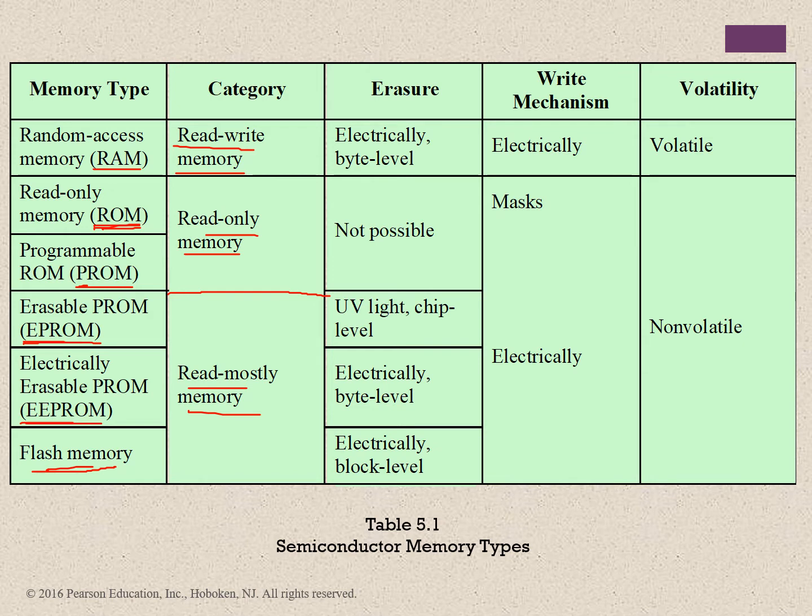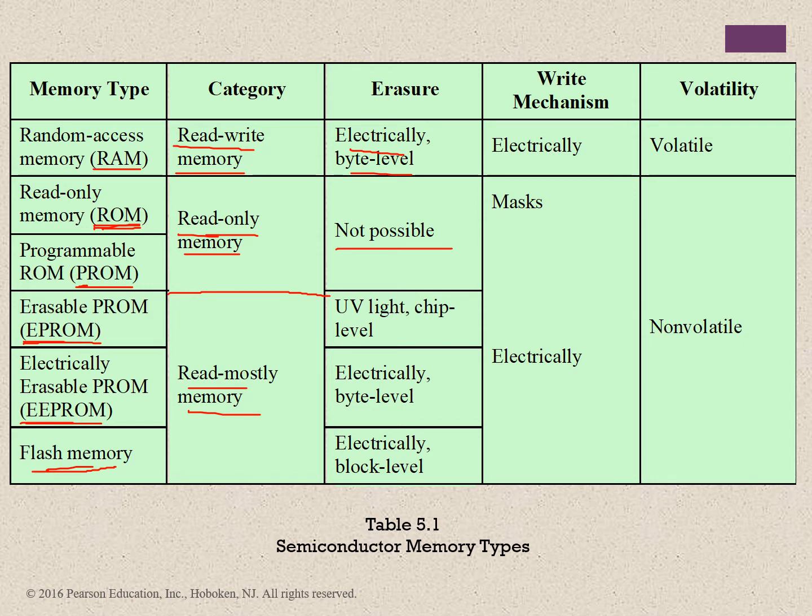So here for random access memory, it's electrically erasable and the erasure is byte level erasure. You can erase data at byte level. For read-only memory, as I said, the data is written once during the fabrication process. You are not going to erase any content. You can only read from the memory.